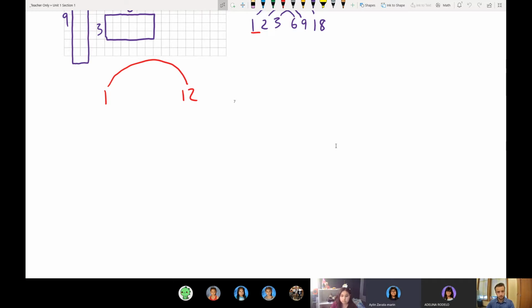Eileen? Do we have to write it down? I would like you to. Yeah, we're just going to do this one factor pair. I think it'd be a good exercise for us. So we have 1 and 12. I'll write out the multiplication too. 1 times 12 equals 12.